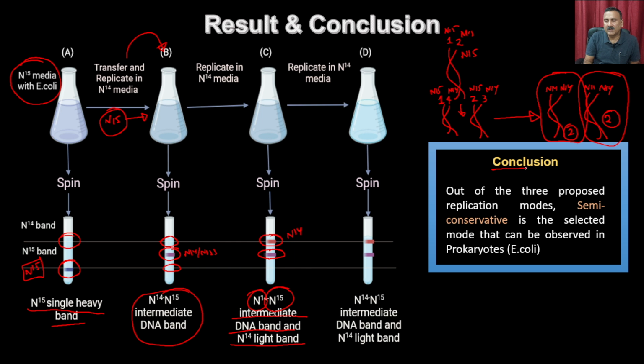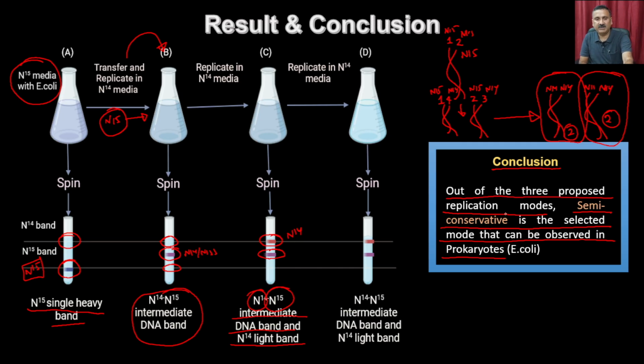So, what you can conclude from this is that whenever there is DNA replication, it is going to give you a DNA which is impure. It is going to have the original copy, and it is also going to have the new copy. So, out of these 3 proposed replication modes, the semi-conservative mode is the selected mode that can be observed in the prokaryotic system as well as the eukaryotic system.